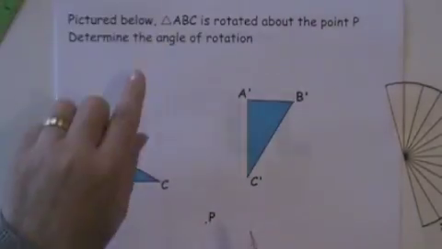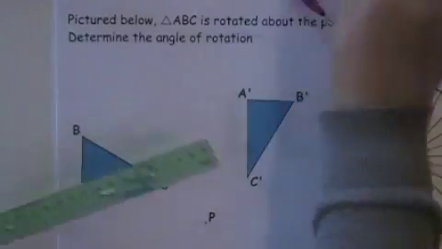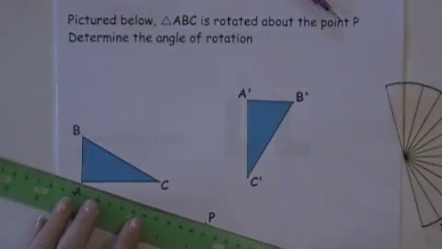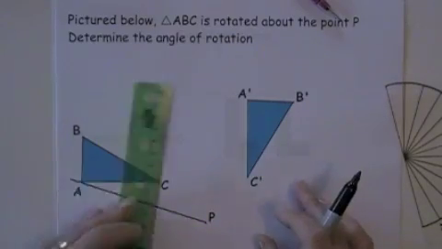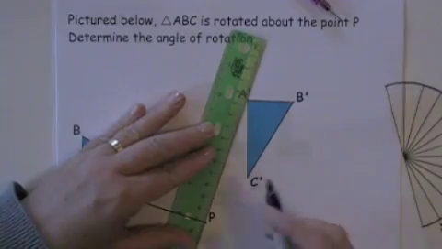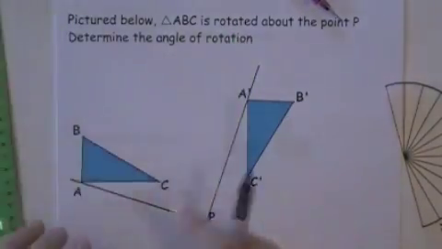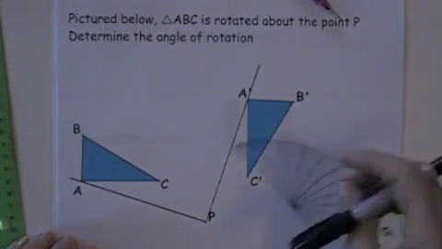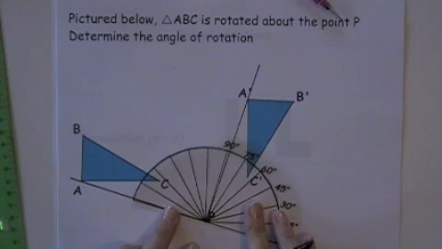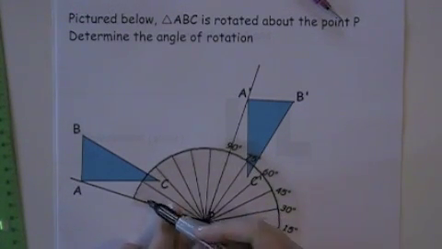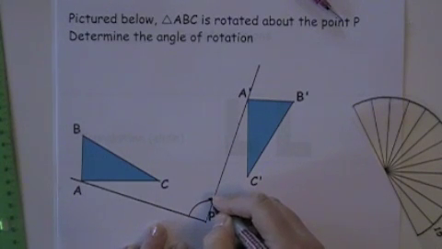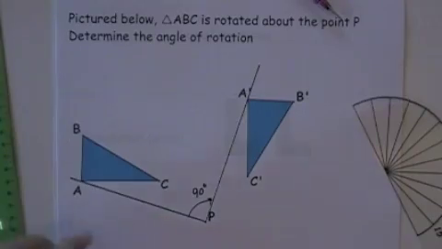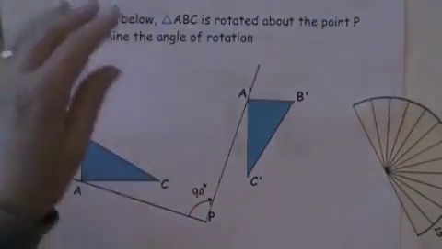This one, though, asks you to determine the angle of rotation. And one way you can do that is by drawing a ray from P through vertex A. And then I'm going to draw a ray through A prime. And what I'll do is try to measure how far the point A has traveled. With my little protractor, I'm going to place it on there, measuring this angle in here. And sure enough, that's a 90-degree angle. So I would say that point A has traveled 90 degrees. If A traveled 90 degrees, the whole triangle went with it. The angle of rotation is 90 degrees.